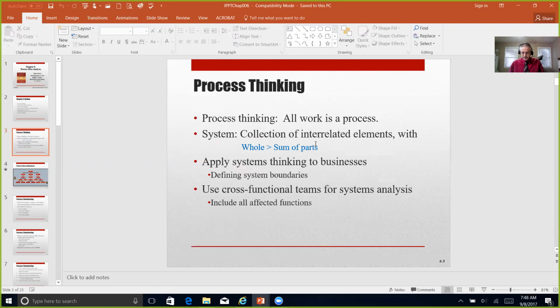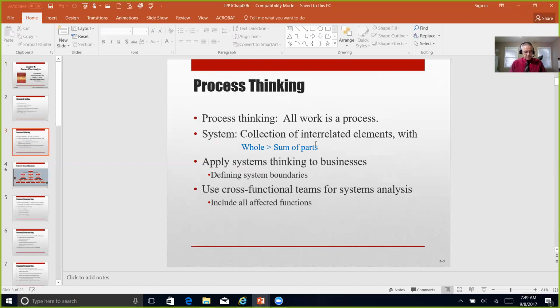This transformation system must be isolated from its environment by specifying what the system boundaries are. They give us another example in our textbook, the case of a bank at the bottom of page 111, where they were installing a new information system. They pulled together a cross-functional team consisting of different functions that would be impacted by that new information system, and how those interactions came together in order to ensure that the system was working appropriately.